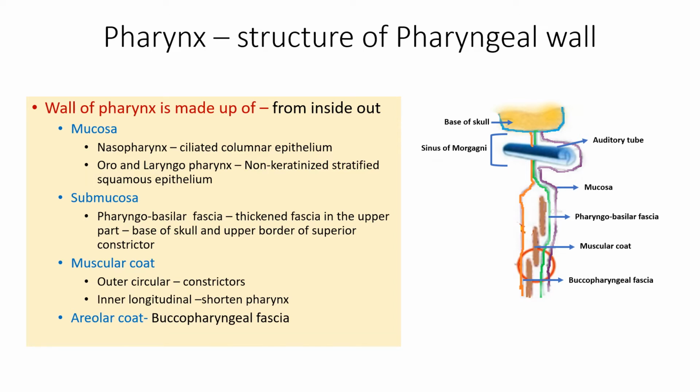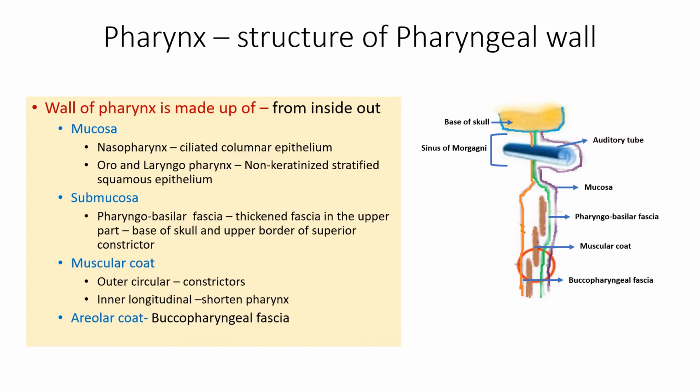The submucosa is thickened in the upper part, starting from the base of skull to the upper border of the superior constrictor, and it is known as the Pharyngobasilar fascia. The muscle coat consists of outer circular and inner longitudinal layers. The outer circular muscles are constrictors of the pharynx, whereas the inner longitudinal muscles shorten the pharynx.